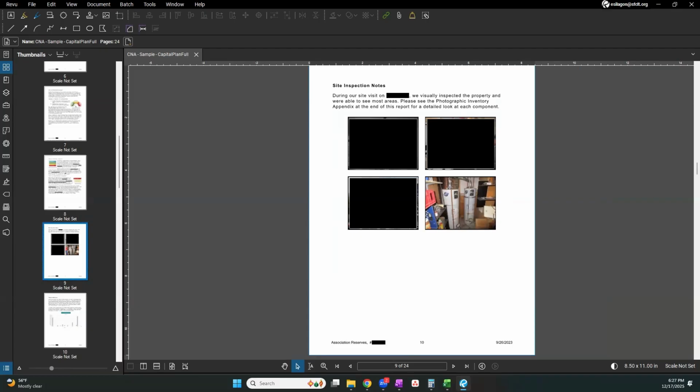Then we get into site inspection notes. This is just a couple key photos to identify the property, and then a note on any areas that were not accessible. For this particular walk, they were able to access everywhere on the site. If there were some units that they hadn't been allowed into, they would make note of that here.